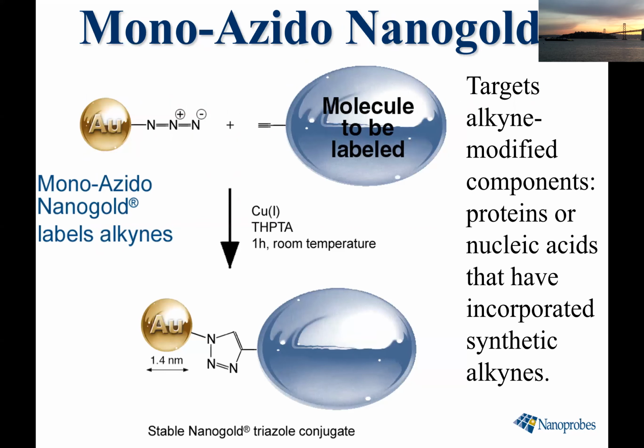Here are the new products that we are introducing. The first is monoazido nanogold, which is our 1.4 nanometer Nanogold gold label functionalized with an azido group, and this reacts with an alkyne. The alkyne can be introduced into the target as a synthetic component, such as an alkyne modified nuclear base or an alkyne modified amino acid that's administered to the cells and is then incorporated by a natural process into the target nucleic acid or protein and detected by the Nanogold azido reagent.